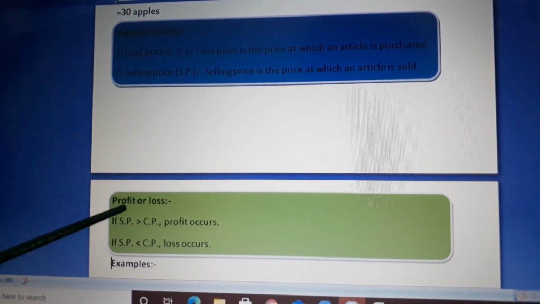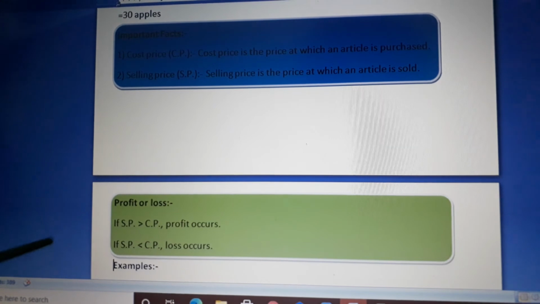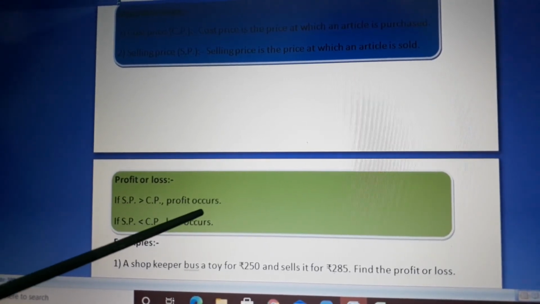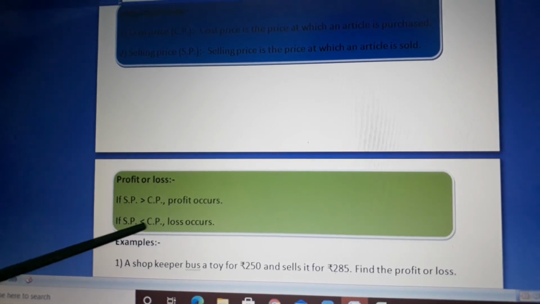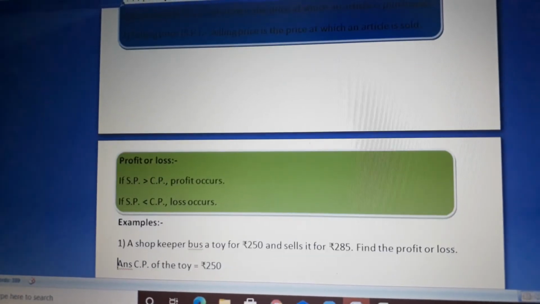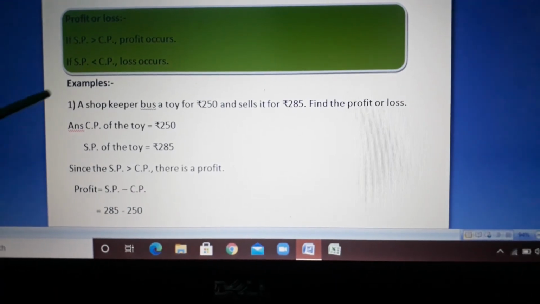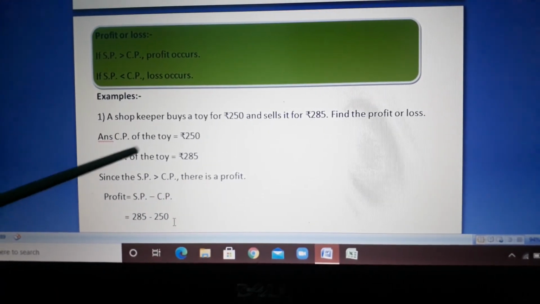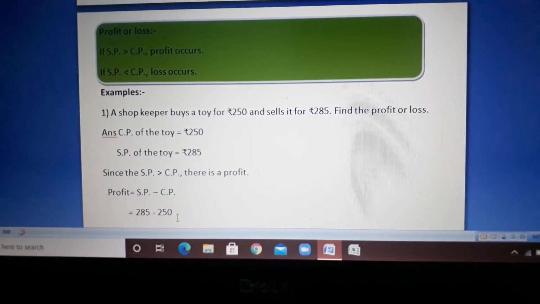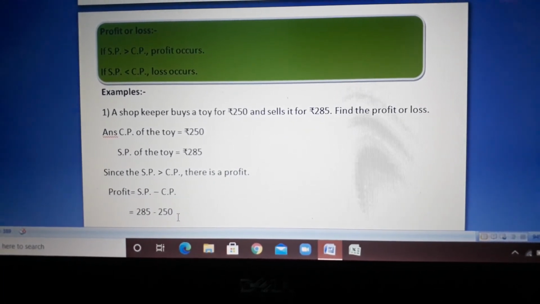Let us see the next topic, profit or loss. If selling price is greater than cost price, profit occurs. Okay, and if selling price is less than the cost price, loss occurs. For example, a shopkeeper buys a toy for rupees 250 and sells it for rupees 285. Find the profit or loss.